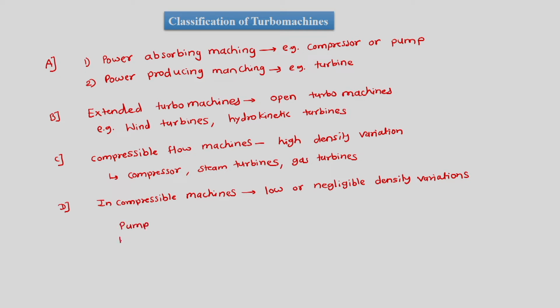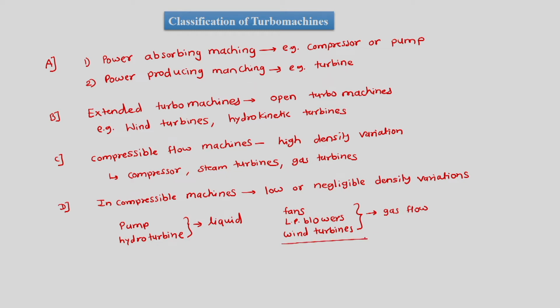One is pump and hydro turbine. These deal with a liquid medium, and then we have fans, maybe our ceiling fan, maybe a table fan, then low pressure blowers, and then we have wind turbines. These are incompressible flow machines, since they deal with very low velocity but still gas. So, these are the machines where we have gas as the working medium, these are the machines where liquid is the working medium, but the density changes and the velocities are so low that we can put them in the bucket of incompressible flow machines.